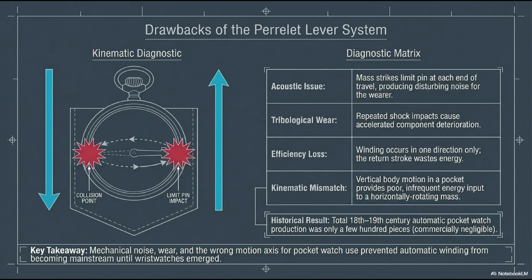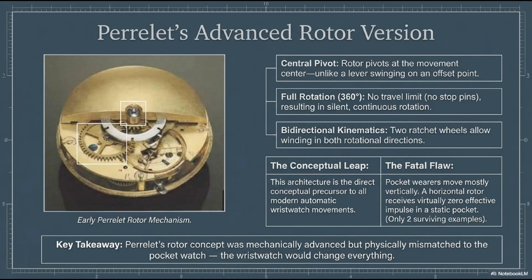But the ultimate flaw was a kinematic mismatch. A pocket watch sits horizontally in a pocket, moving up and down. A horizontal oscillating mass rotating on a central pivot simply does not receive enough lateral impulse in a static pocket to wind effectively. As a historical result, total production of automatic pocket watches in the 18th and 19th centuries amounted to only a few hundred pieces. It was commercially negligible.